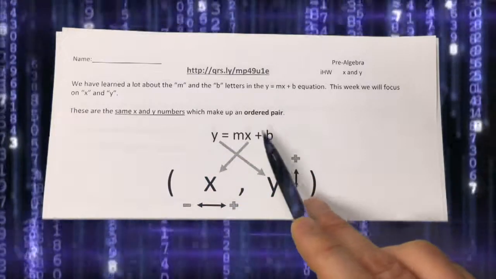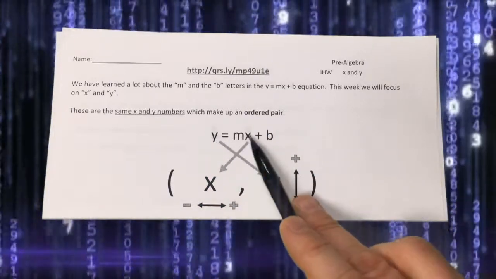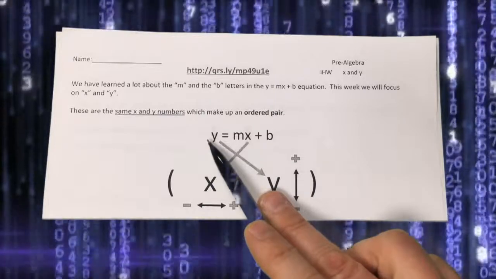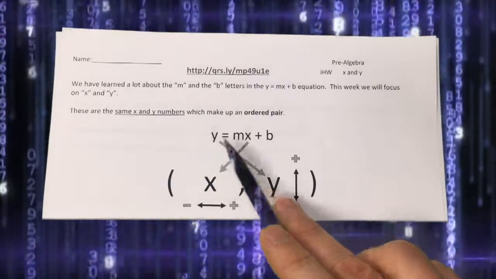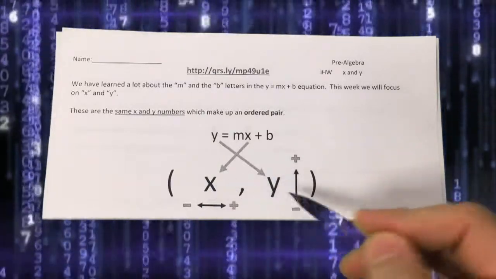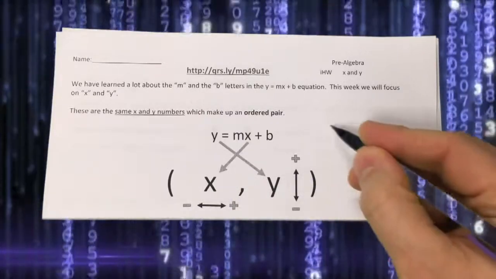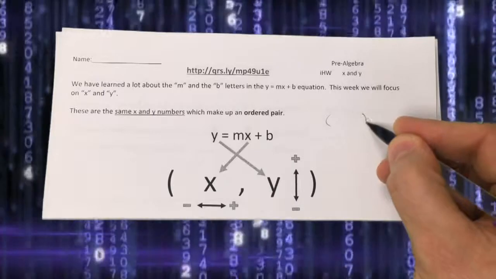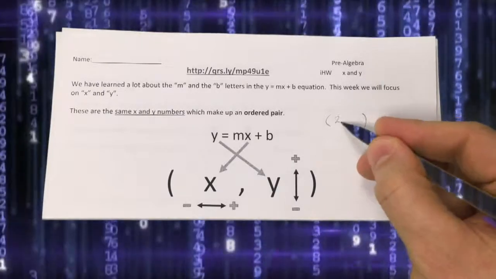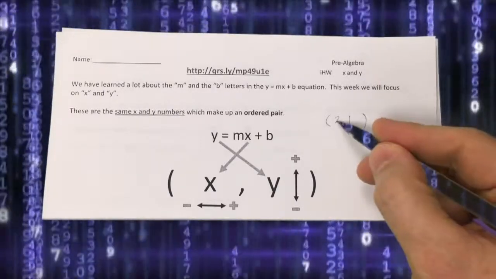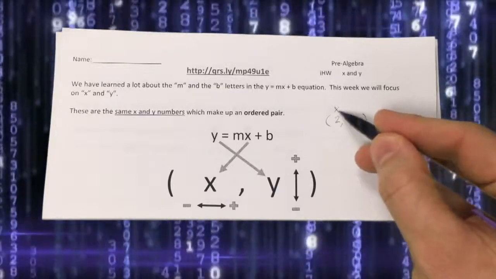This week we're talking about the x and the y. Now you've dealt with x and y for probably several years now. The x and the y numbers are just the numbers that make up an ordered pair. You've seen ordered pairs. Say I have like 2, 1. The 2 is my x number and the 1 is my y number.